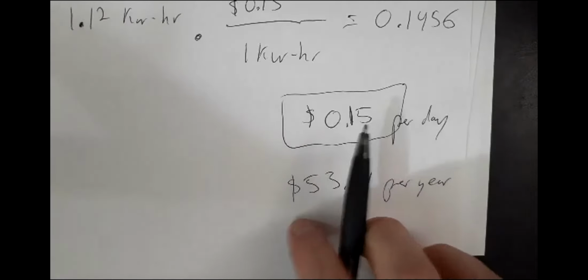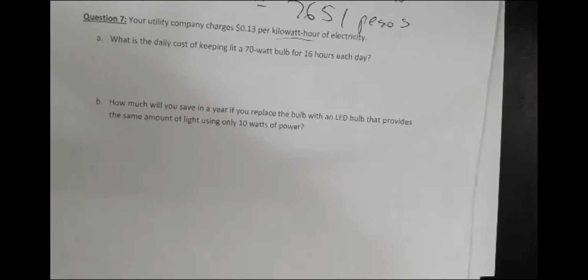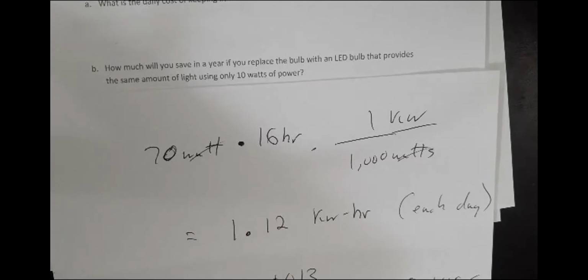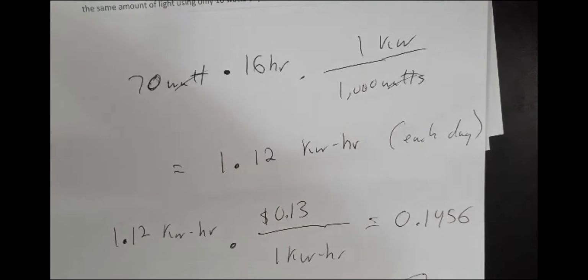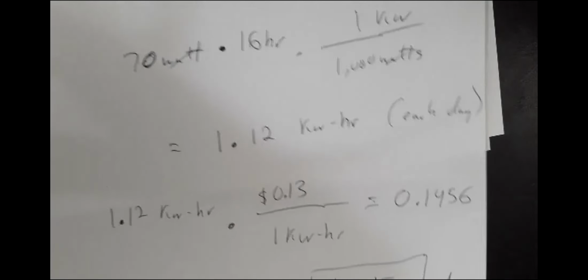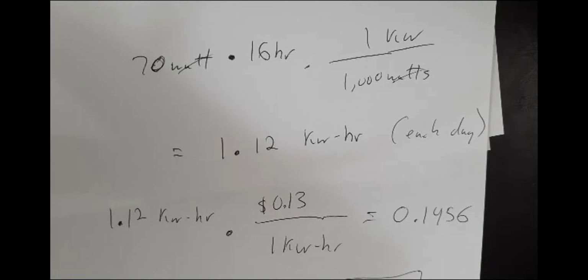I don't need that. This is what they're asking in the problem, I think, right? What is the daily cost of keeping a 70-watt bulb? How much will you save in a year if you replace the bulb with an LED that provides the same light but uses 10 watts of power? So what's going to change in this thing that I just found? I did a lot of work here. I want to look along here, and what am I going to change?